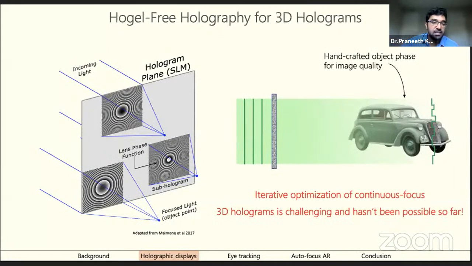And so basically, to create this kind of 3D holograms, we typically do some kind of handcrafted object phase. Each point here needs to be associated with some amount of amplitude and some amount of phase of this light, right? So we handcraft some object phase for this image quality, and then we do a one-step back propagation and encode this complex wave into a phase-only representation on the holographic plane. And so iterative optimization for continuous focus of 3D holograms is a challenging problem, and it hasn't been possible so far.